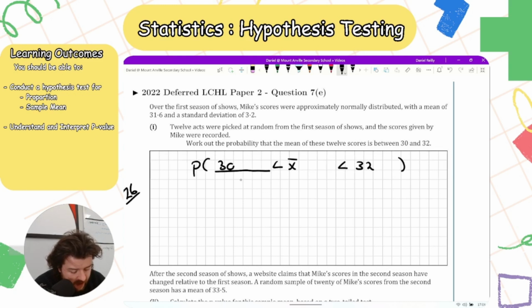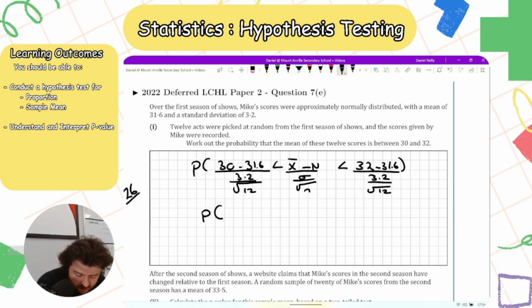So I need to subtract the mean and divide by the standard deviation over square root n. That is going to be minus 31.6 over 3.2 divided by the square root of 12. Probability minus 1.73 less than Z less than 0.043.